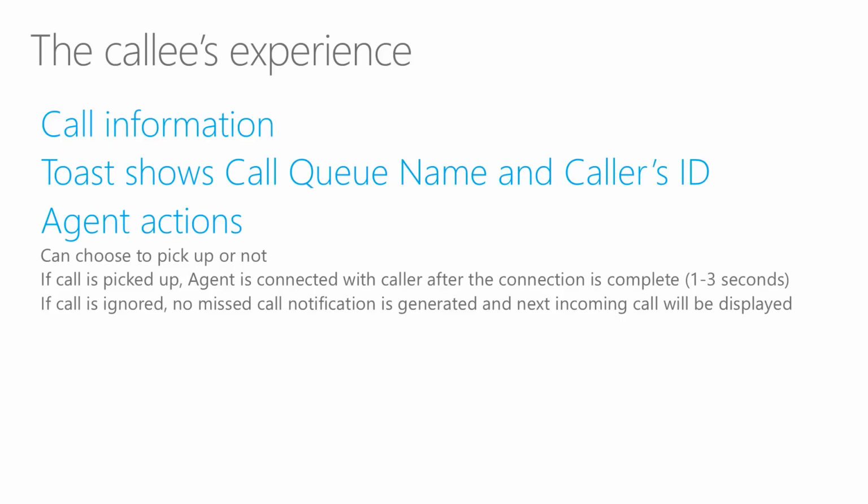From the callee side, the receiver of the call, there will be a toast that shows the call queue name and the caller ID, and the agent can then decide to pick up or not. If the call is picked up, the agent is connected with the caller after the connection is complete. Keep in mind the connection will take between 1 and 3 seconds to be fully established. And if the call is ignored, there will be no missed call notification generated and the next incoming call will be displayed.